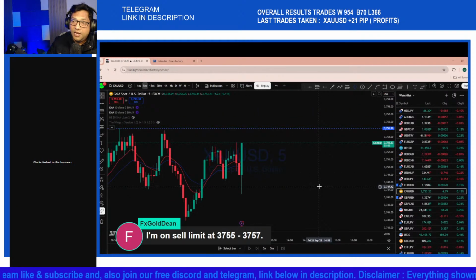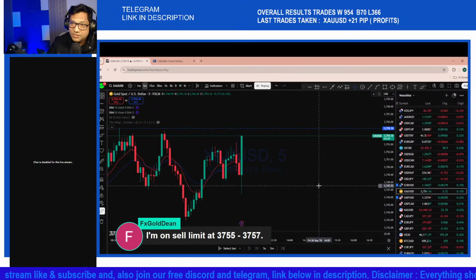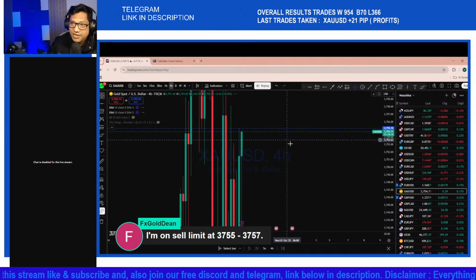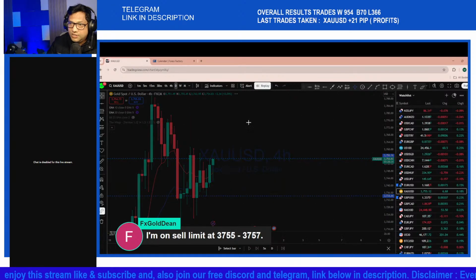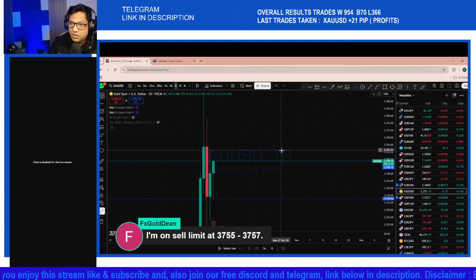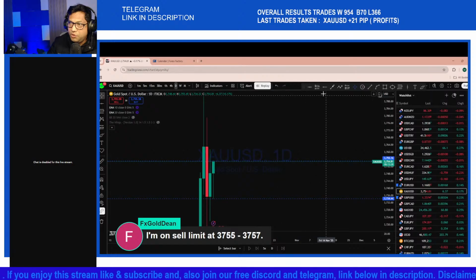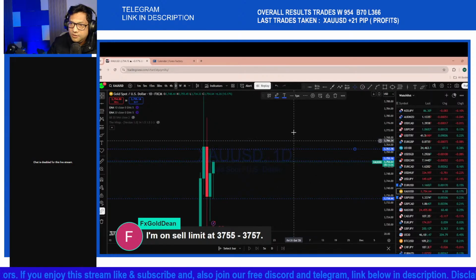You can see it's bouncing off that level, guys. It's going up to hit that daily high here. Boom, that's a bounce. That's a bounce here, right? So it just crossed the daily high. The previous daily high is here.